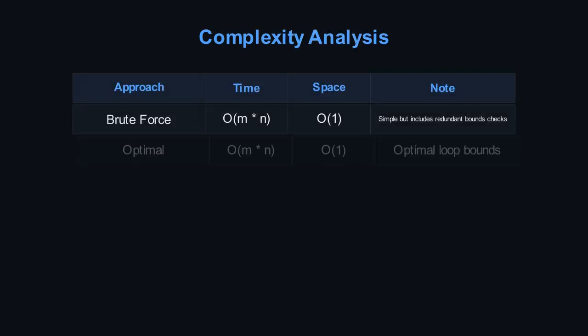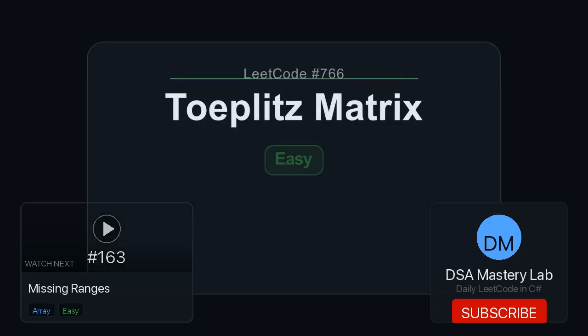Time complexity is O of m times n, because we examine each relevant cell once. Space complexity is big O of 1, constant, since we only use a few integer counters. Try the next diagonal matrix problem, same pattern.